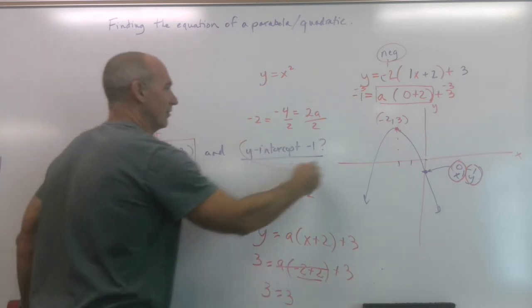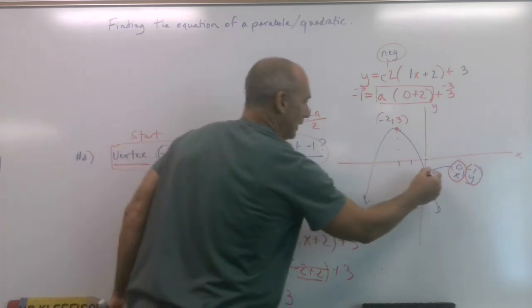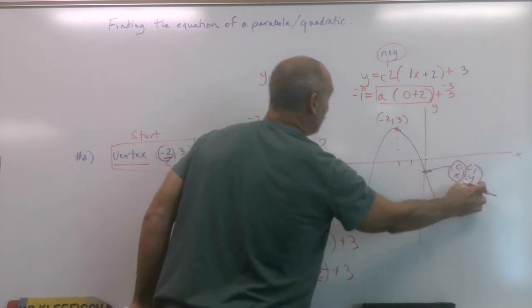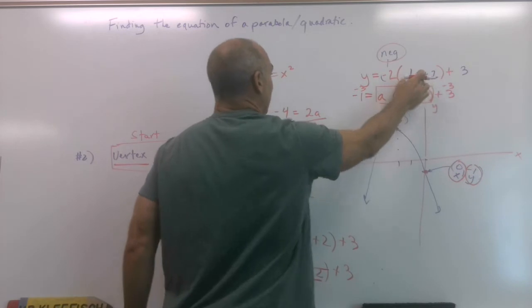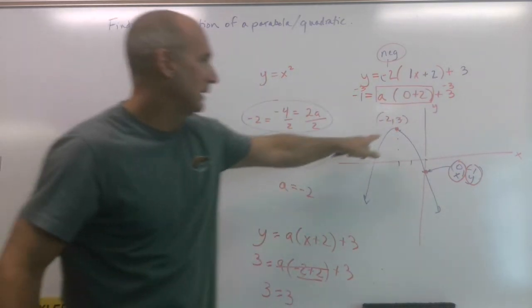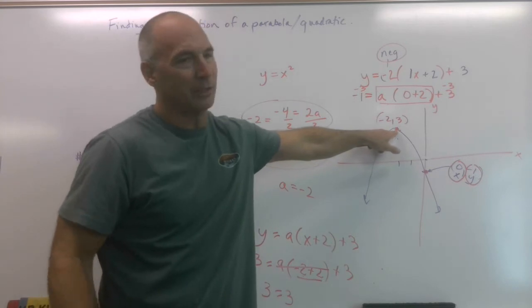That's why they gave us this other clue. They simply gave us another point that the parabola goes through that we're able to plug into the original, and then we're actually able to find a. So plugging in the vertex is not going to be helpful. Keep that in mind.